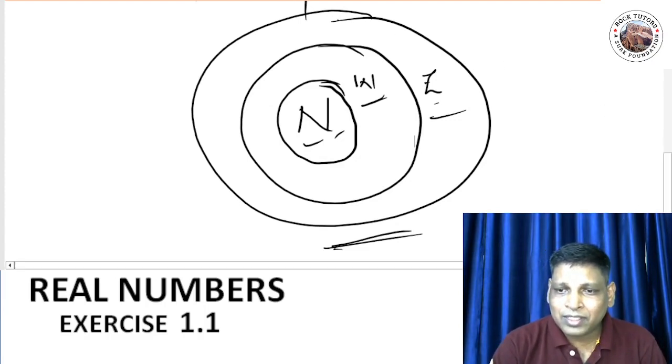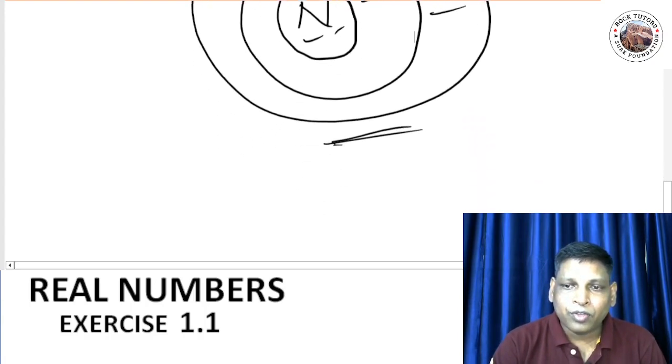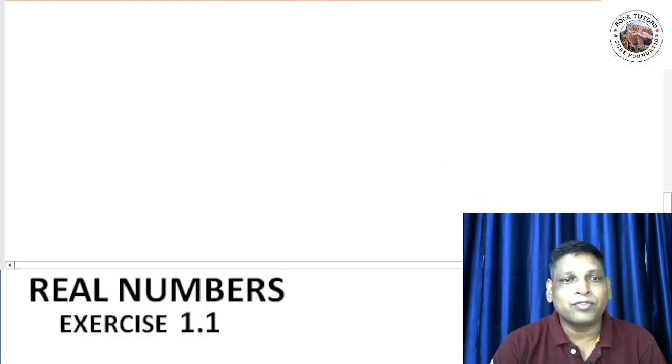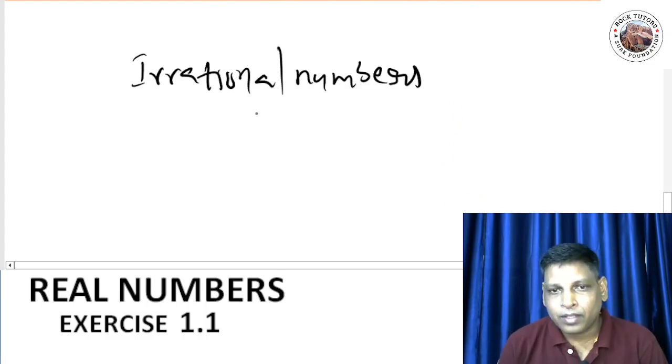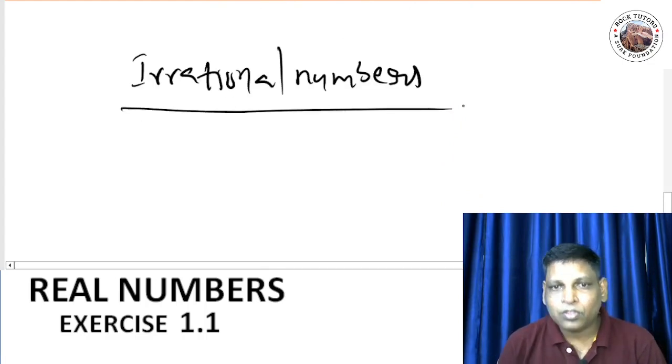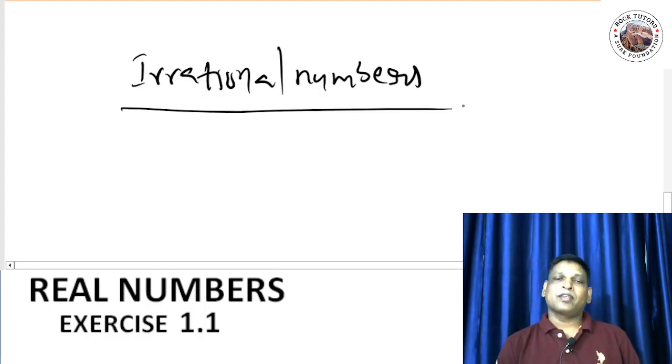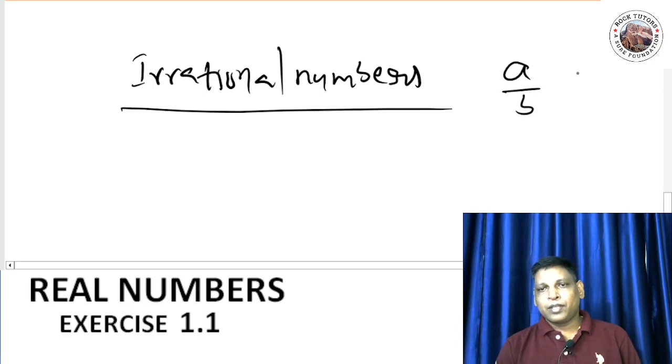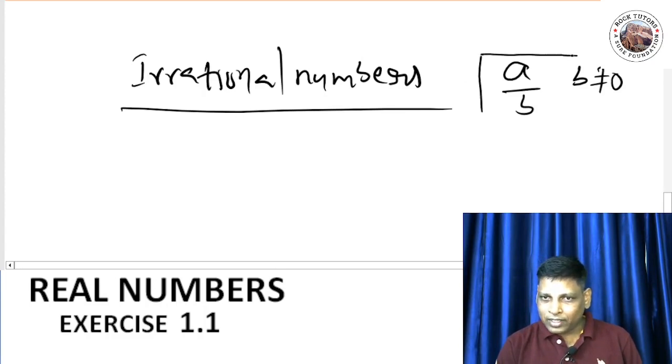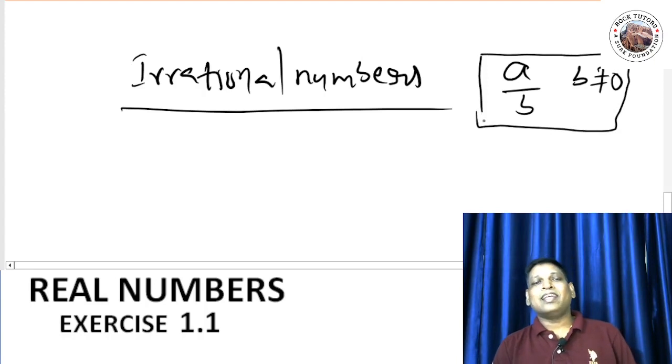So irrational numbers means the numbers which we are not able to write in the form of a by b, and b is not equal to 0. So these are the numbers which are not able to be written in the form of a by b, where b is not equal to 0. Then these numbers are called irrational numbers.